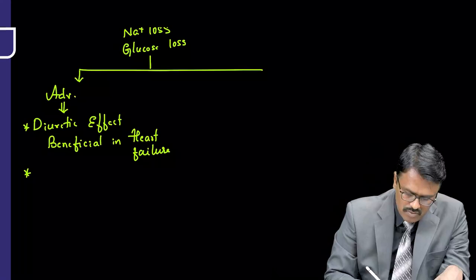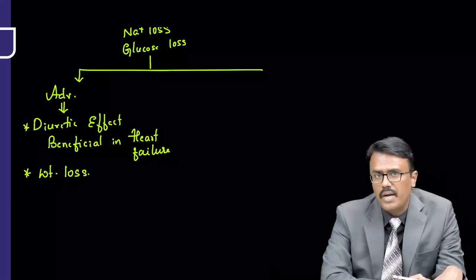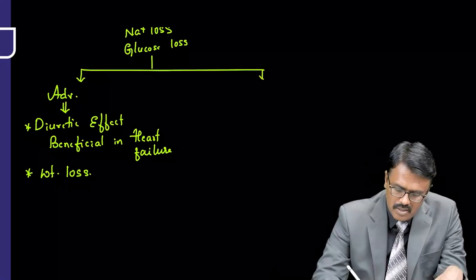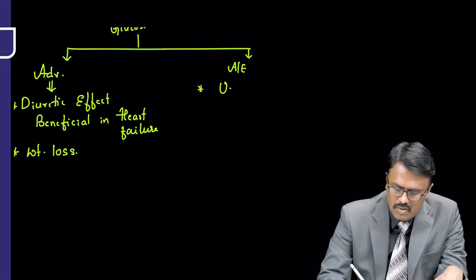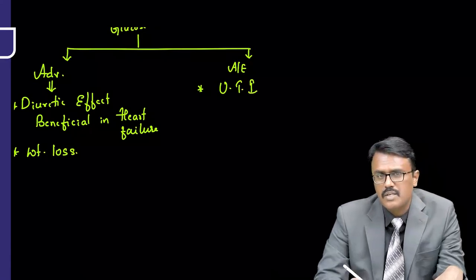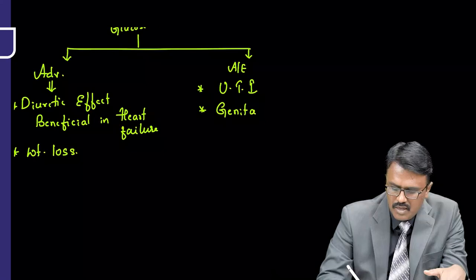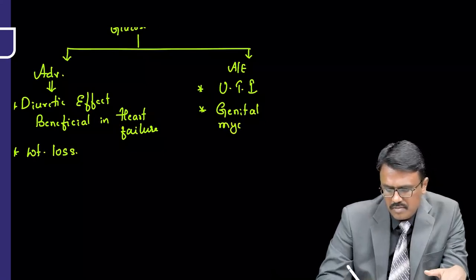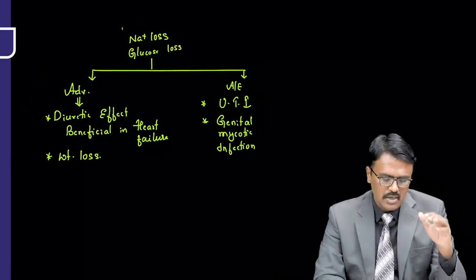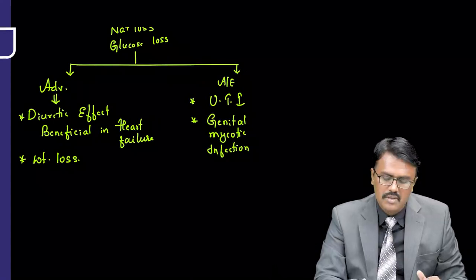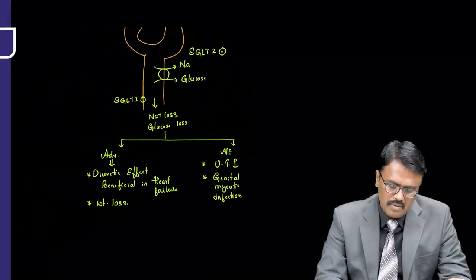Again, when you are losing glucose, that means they also can cause weight loss. This is the advantage. Now, what is the disadvantage or adverse effect when you lose the glucose? Patient will have UTI because the glucose is a good culture media for bacteria to grow. And second, the genital mycotic infection, fungal infection, particularly the candidiasis, is seen in this patient. So this is the advantage, diuretic effect and weight loss. Adverse effect is UTI and genital mycotic infection when you lose sodium and glucose. So this is the mechanism of action.